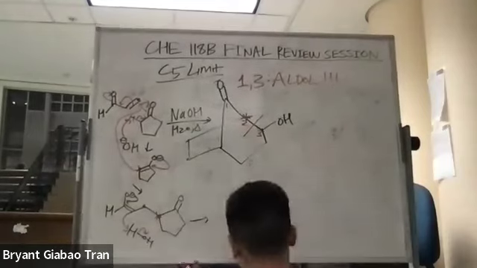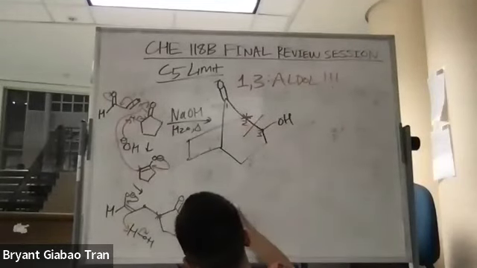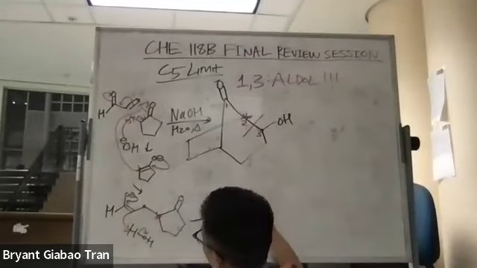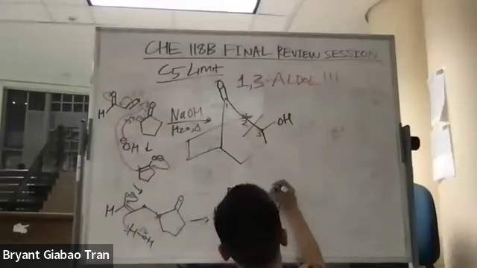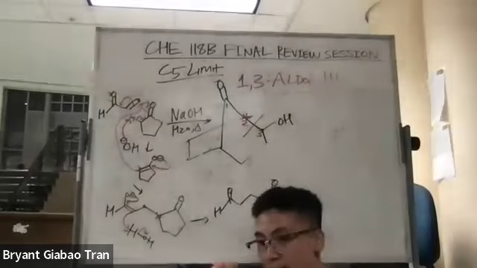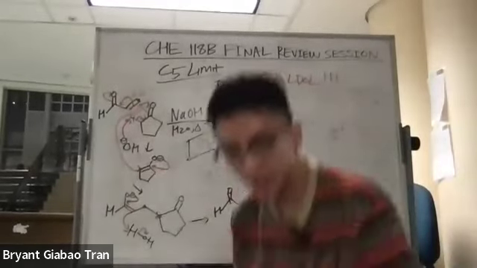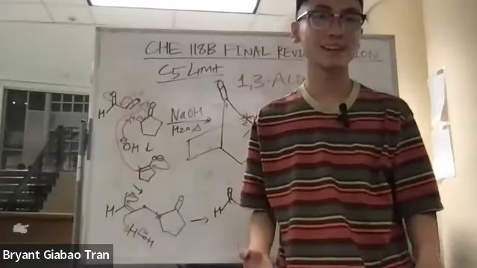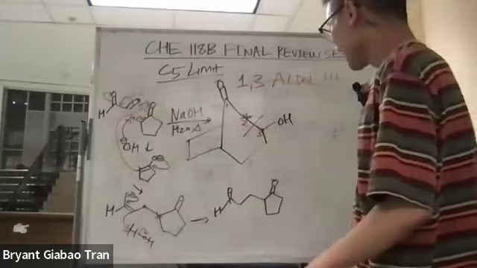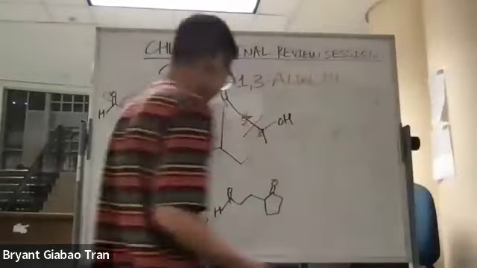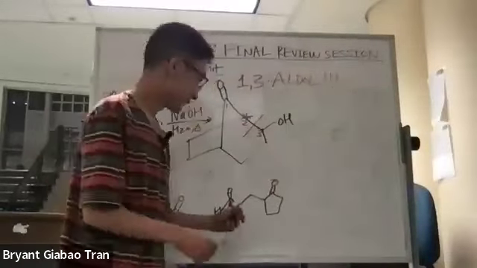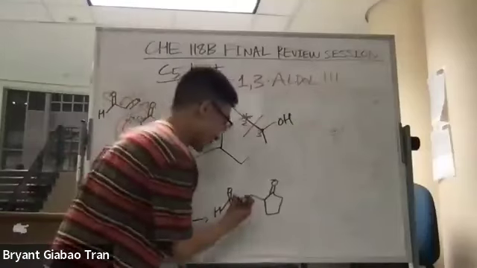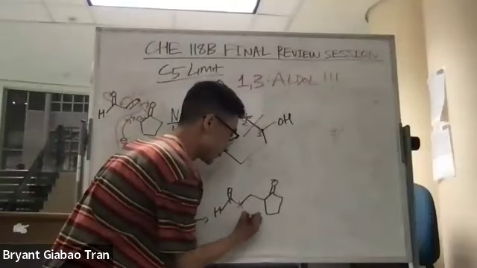No, that's 1,3. Hold on. Okay, yep. 1,5 dicarbonyl. And then a Michael addition is usually followed up with an intramolecular aldol condensation if it can form a stable ring, right? In this case, right here, we could say that we have 3 potential nucleophiles.